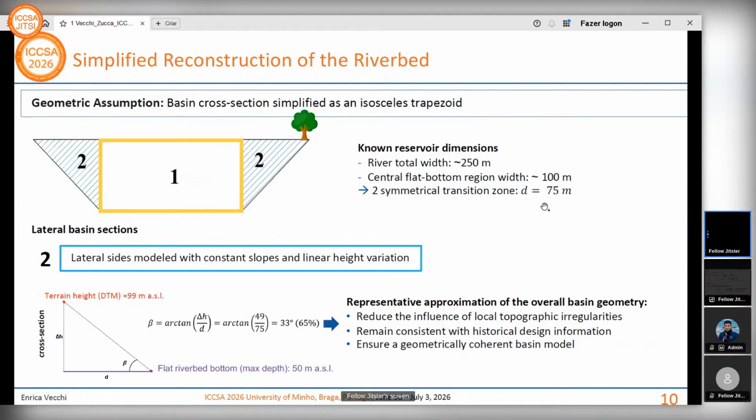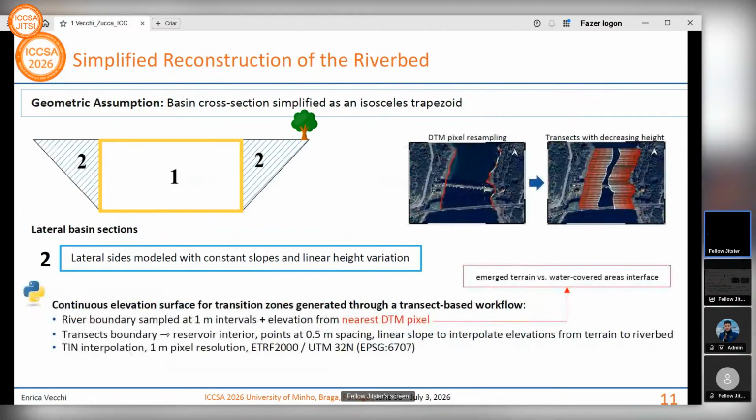So having known this value, and also known the delta in the height from the terrain boundary to the flat bottom at 50 meters above the mean sea level, we could retrieve the value of the slope to be used for the modeling. We know that this is a simplification, but we think that this could represent these areas without the noise of local topography, which could be derived from other kinds of analysis. So to produce a model also for the sides, we used a transect-based workflow.